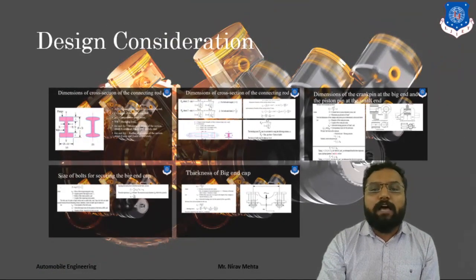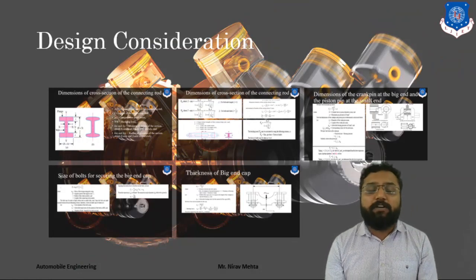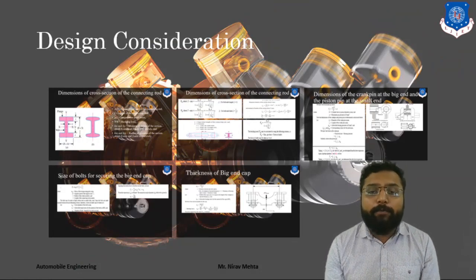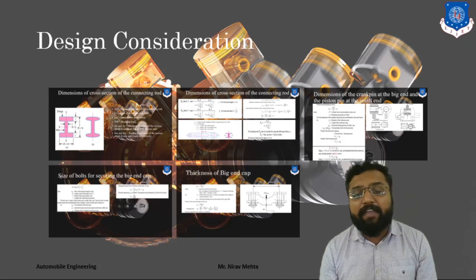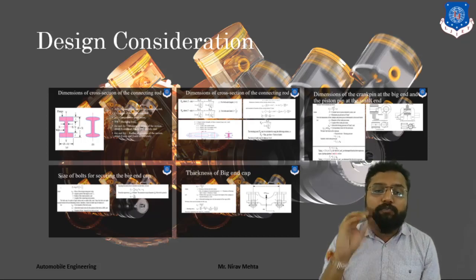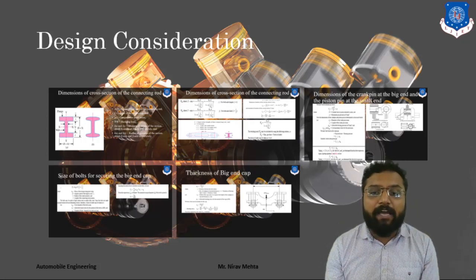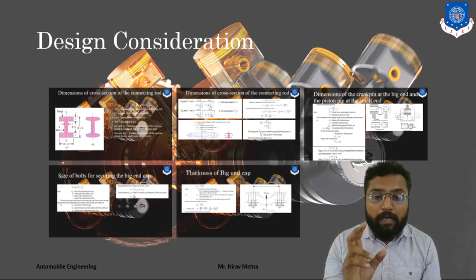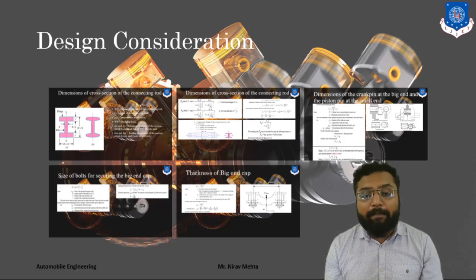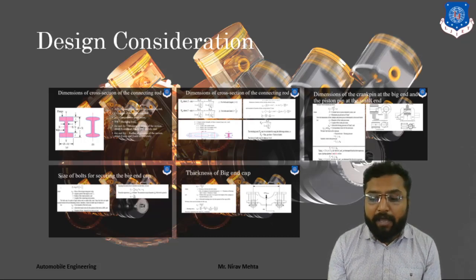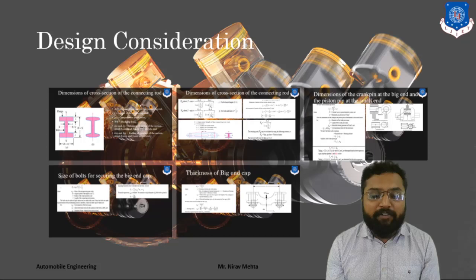Clear? So this was our design consideration, or design procedure, for the connecting rod. Clear? I hope you have understood it very well. We have designed this component in 5 parts. One is the cross section area, another is the big end and small end bearing, third is to find out the dimension of the bolt, and ultimately we have found the dimension of the big end cap. I hope you have understood this very well.